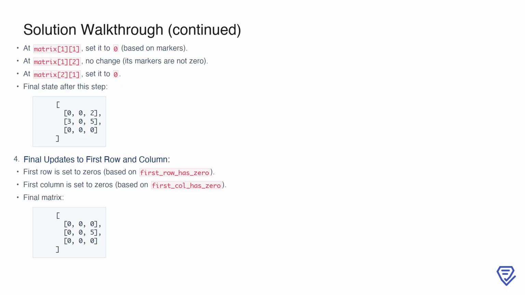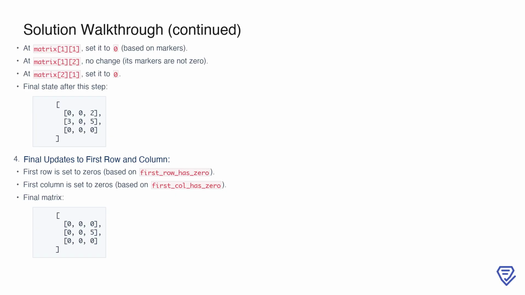Using the markers, we now perform updates to the matrix. Starting with matrix[1][1], its row and column markers indicate it should be set to 0, so we update it. At matrix[1][2], there's no marker indicating a 0, so it remains unchanged. At matrix[2][1], the marker in its row indicates that it should be set to 0, so we update it as well. After completing these updates, the matrix now has the correct rows and columns updated based on the markers.